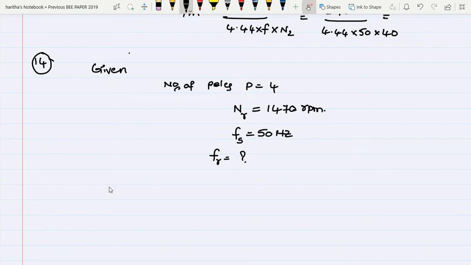And this will become a stator frequency. So there is a formula for the frequency of the induced EMF in rotor: Fr is equal to S times Fs, S times the stator frequency. Here S means slip of the induction motor.